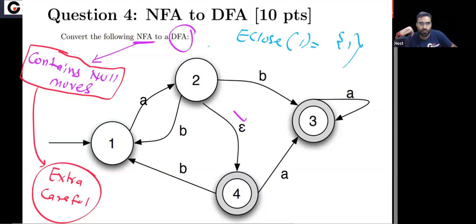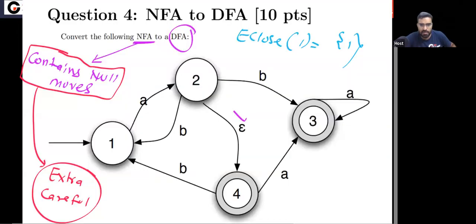Null closure, what does it mean? It means from this state 1, for free, where can I go? If you are in state 1, without reading any alphabet symbol, where can you go? You can go to state 1. So this is the idea. Let's create the DFA. In the DFA, the initial state will be 1. So we got the initial state.